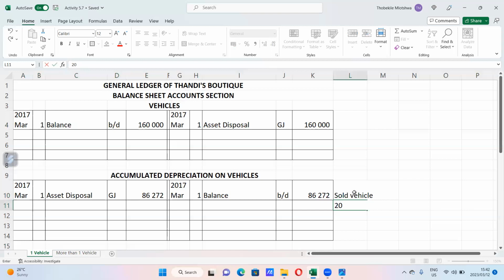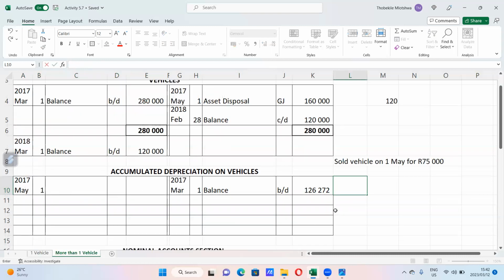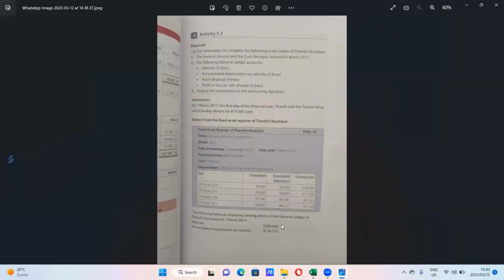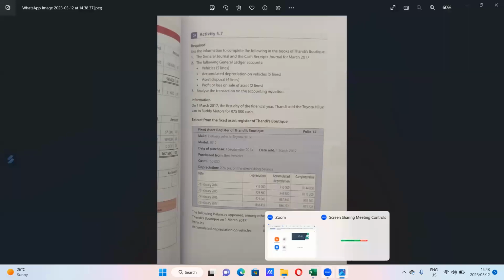Where am I doing it? No, I don't want to do it here. Sorry, I want to do it here where we are working. So we are going to say sold vehicle, 20 over 100. Now let me make things very clear. Sold vehicle is going to be 20 over 100 times 160, because we are doing just the sold one, minus, remember it's diminishing balance. Minus 86,272. We can do that, because now we are finding the carrying value, or we can just take the carrying value because we are given it. We could have said times 73,728. But now we are given the carrying value.